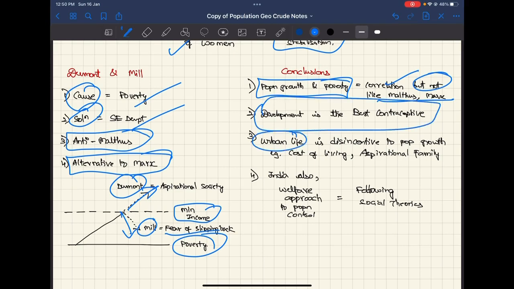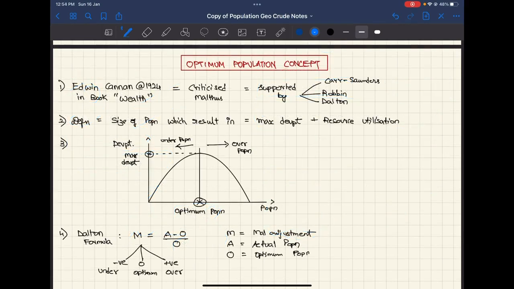Urban life disincentivizes population growth. India is following this approach to population control. Therefore, India can be talked about as following social theory. Now, the optimum population concept. This is given by Edwin Cannan in 1924 in his book Wealth.